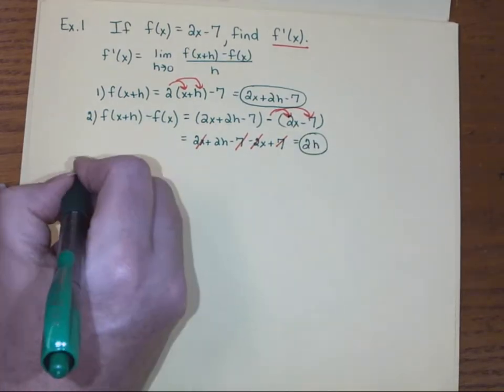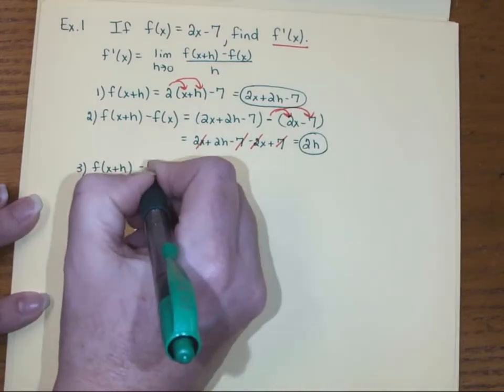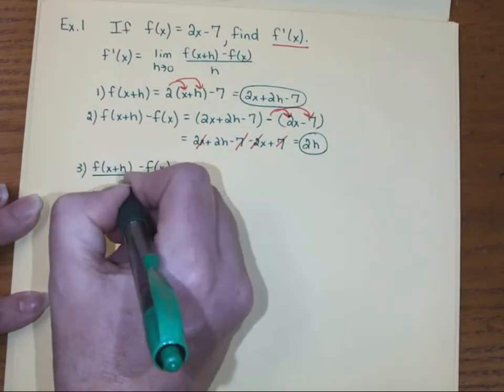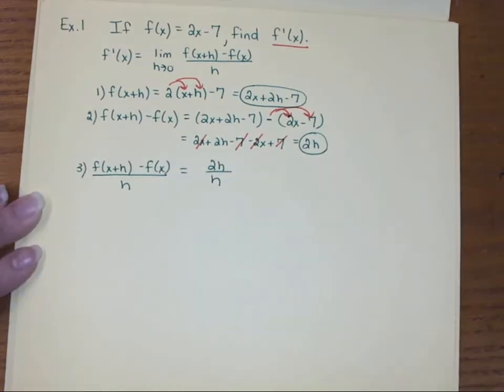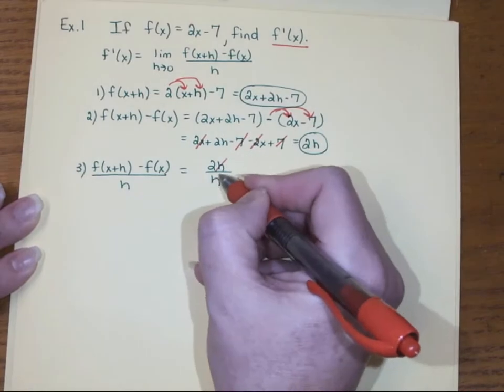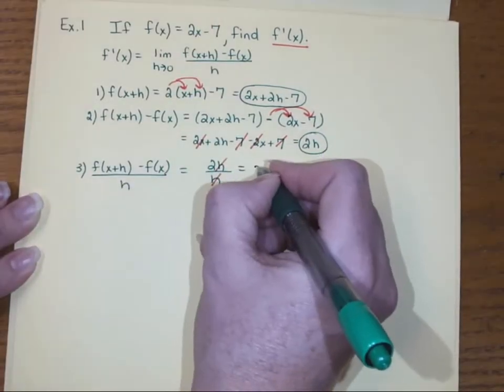Okay, so now we move on to step 3. Step 3 is to do the same thing we did before, just put all of it over h. So we're going to take the 2h and put it over h. But notice what happens here. We have an h in common, right? Only one term on top and bottom. And so we end up simply getting a 2 here.